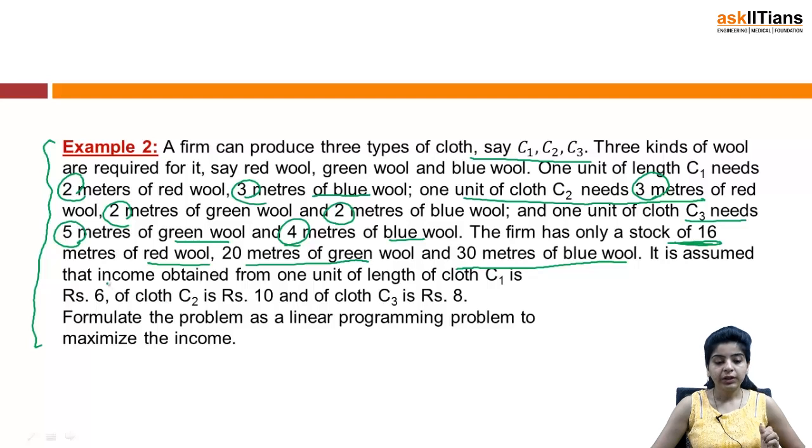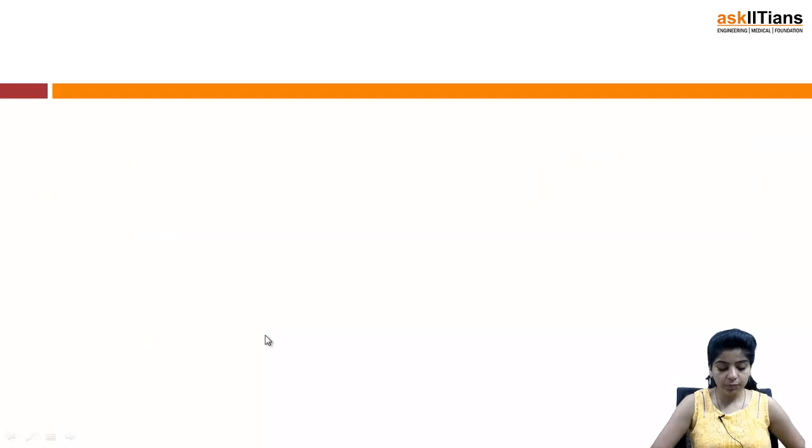blue wool. It is assumed that income obtained from 1 unit of length of C1 is 6, C2 it's 10 and for C3 it's rupees 8. Formulate the problem as a linear programming problem to maximize the income. So you have to maximize the profit in this case also. Again try to form a table.